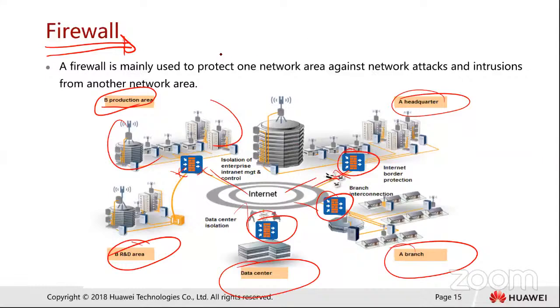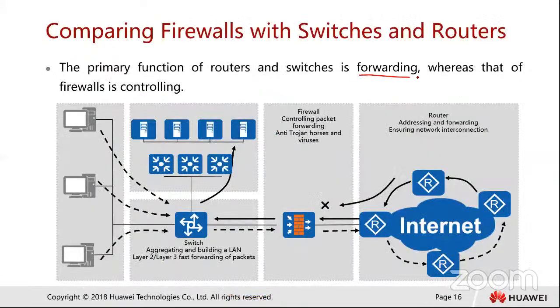Comparing firewalls with switches and routers, the primary function of routers and switches, like we have said, is forwarding, whereas the firewall is controlling. It does not only forward the packet. Once it receives it, it controls and says, you know what, either I'm going to allow this packet or I'm going to discard this packet. According to my control rules, I am not allowed to process this packet. This packet, I am allowed to only send it to this user, or I'm allowed to process it only when it's coming from this user.